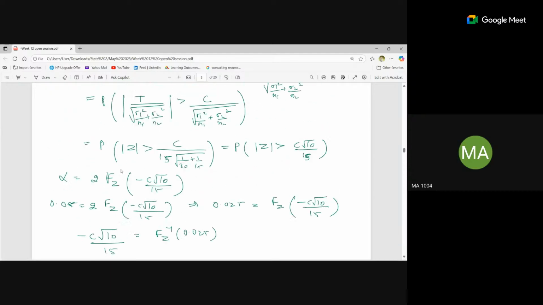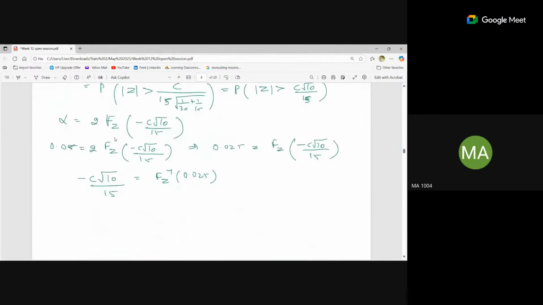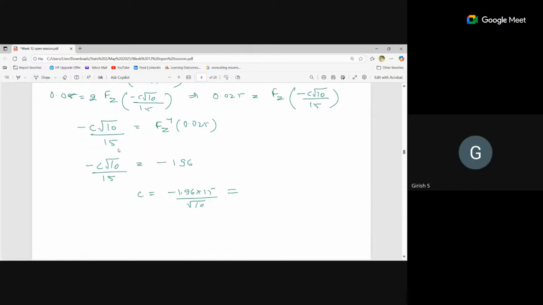Okay. Now, what is my value of phi inverse of 0.025? Which is minus 1.96. So this is minus C under root 10 divided by 15 equals minus 1.96. Now, what is the value of C? C equals 1.96 into 15 divided by root 10. You guys calculate and tell me the value. 9.3 approximately. 9.3.